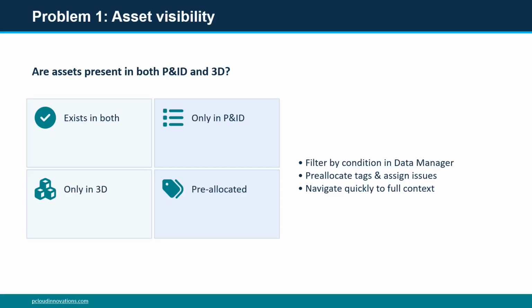Thanks, Nectar. Maybe we can take a closer look at how Plant Vision helps with inconsistencies between the design tools. So for example, how can we determine if a tagged item is present in both the P&ID and the 3D model?